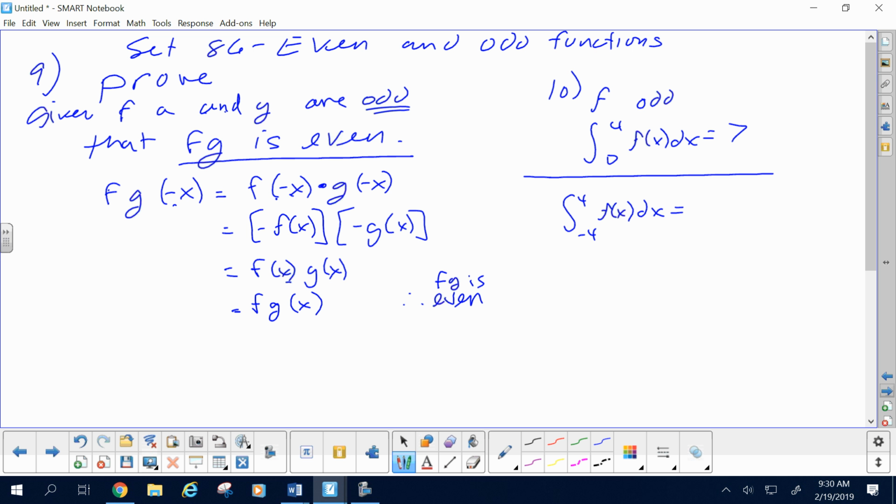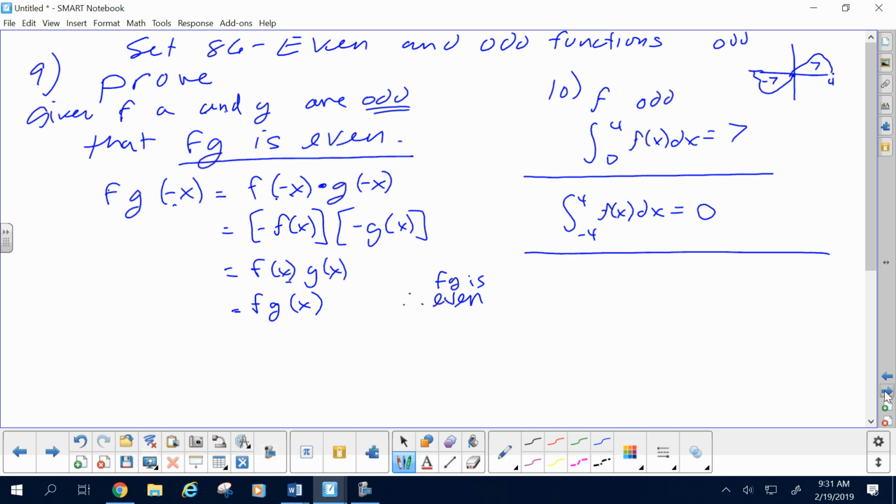Now, what is an odd function graphically? Remember, an odd function graphically has symmetry about the origin. So if from 0 to 4, I don't know what the graph looks like, but it has a positive area, if it's truly odd, then it should be exactly the same over here, but have a negative area. So what should the integral from negative 4 to 4 read? 0.